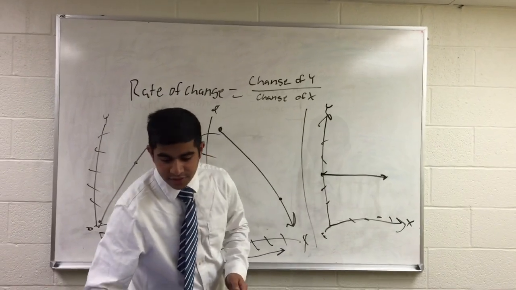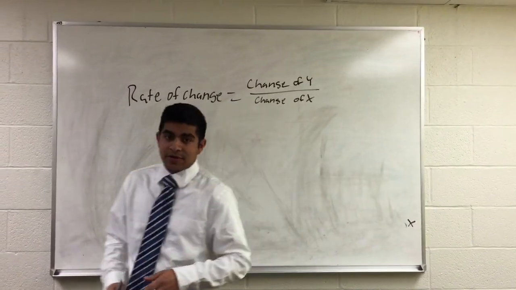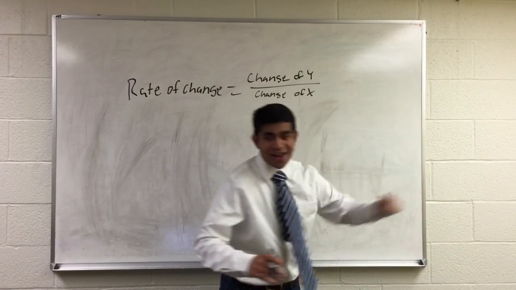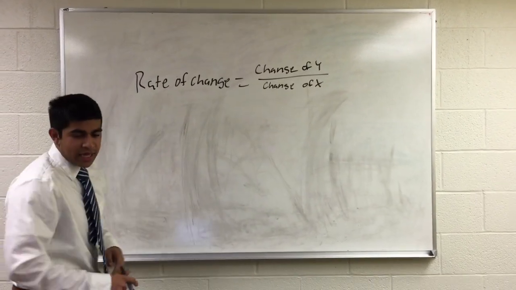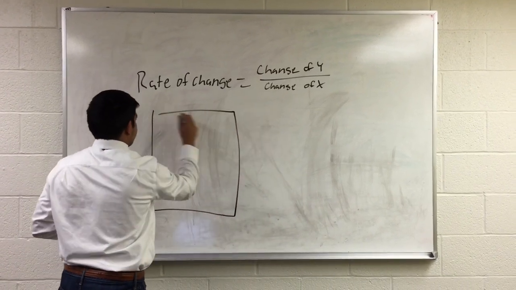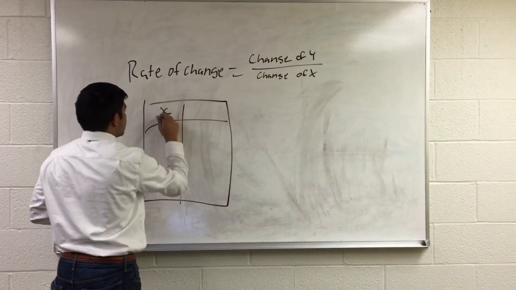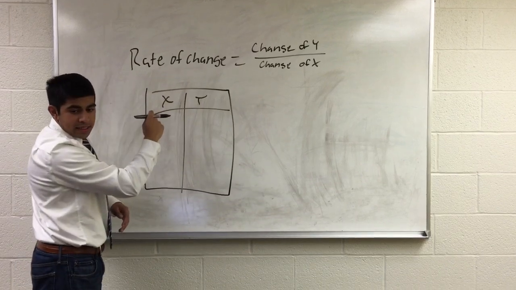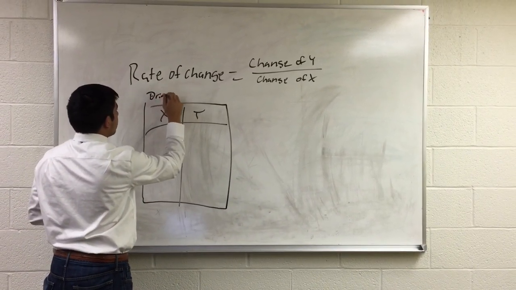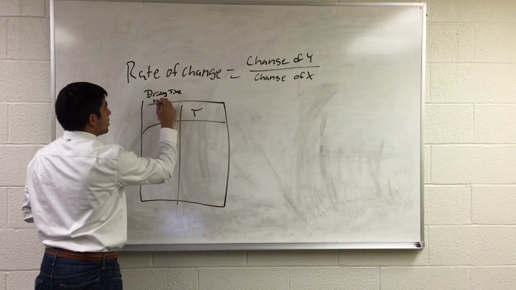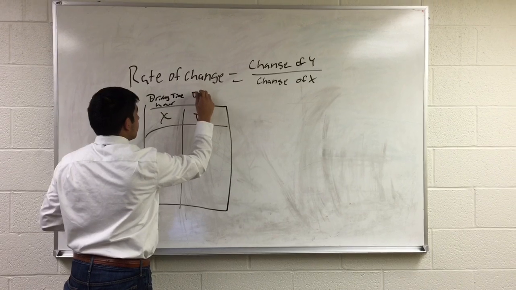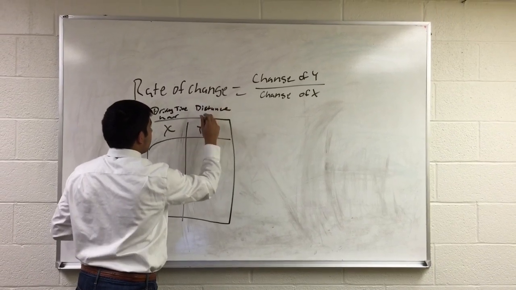Now, it's time for a little example. Alright, so now time for our example. Sorry about that, I erased the board. I didn't want you to watch that. Alright, so let's give you a little example. So say we have, let's make a t-chart. So we have x and y. Let's label our x, driving time, in hours, and we'll label our y, distance, in miles.